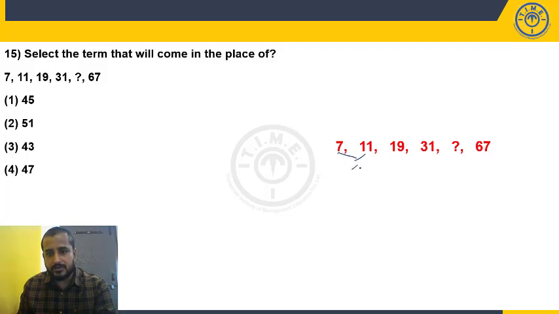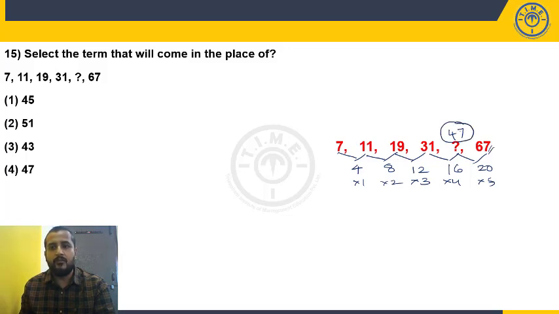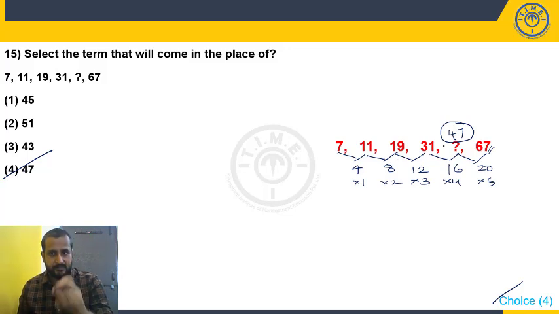7 and 11 difference is how much? 4. 11 and 19 difference is how much? 8. 19, 31, 12. What could be the next? Multiples of 4. 4 ones are, 4 twos are, 4 threes are. So what could be next? 4 fours, 4 fives. 4 fours are 16, 4 fives are 20. 31 plus 16, 47. 47 plus 20, 67. So what is the missing number? 47. Choice 4. So you should be a bit careful with the prime numbers. Okay.